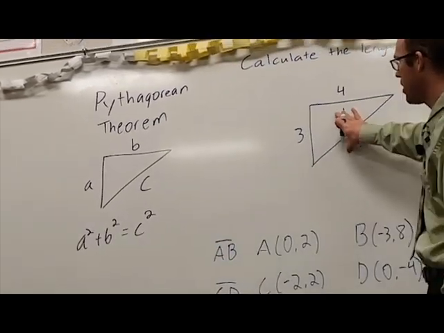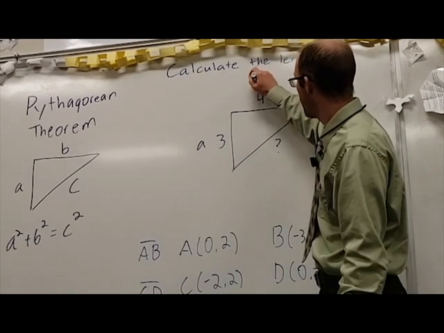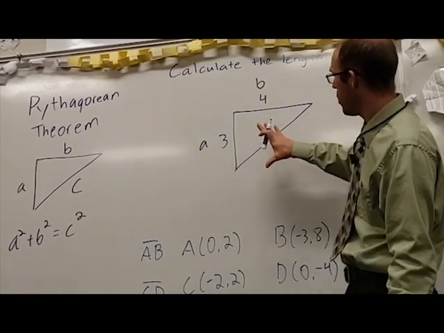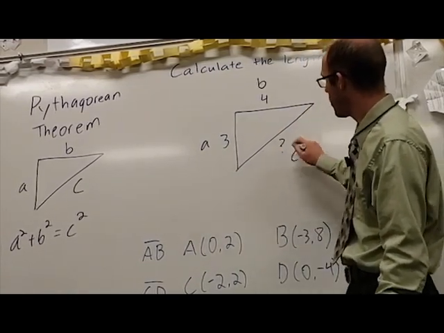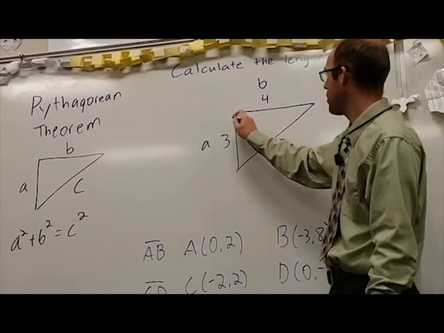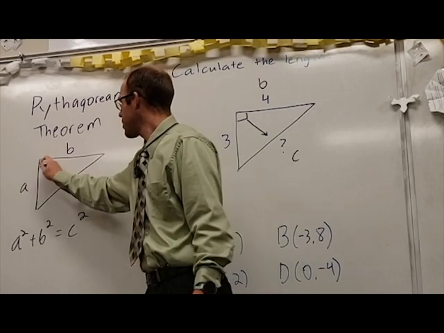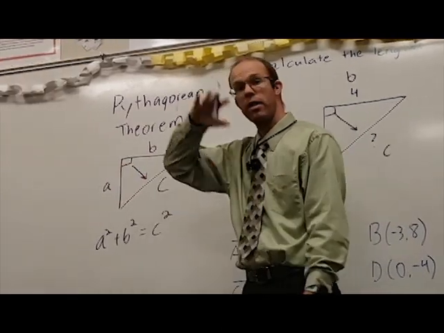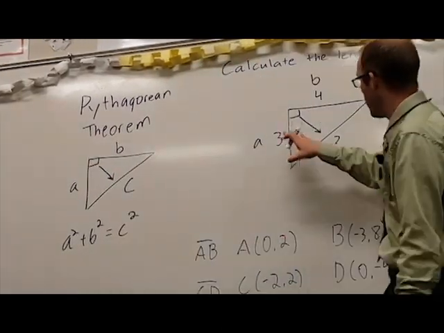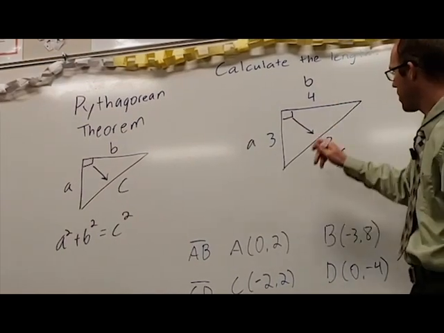So for our example right here, we've got A, we've got B, and we need to remember one thing that is very important, that C is the longest side out of all these three. It's always going to be opposite that right angle right here, even if our triangle is turned around. So we're going to plug those values in to our Pythagorean theorem and solve.